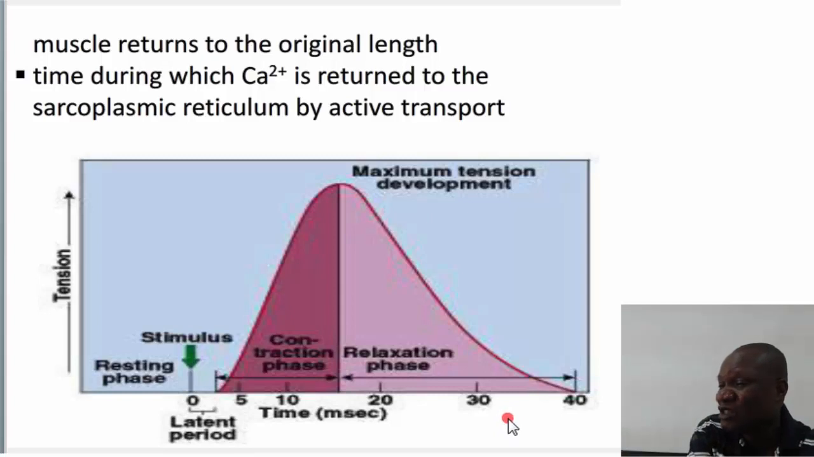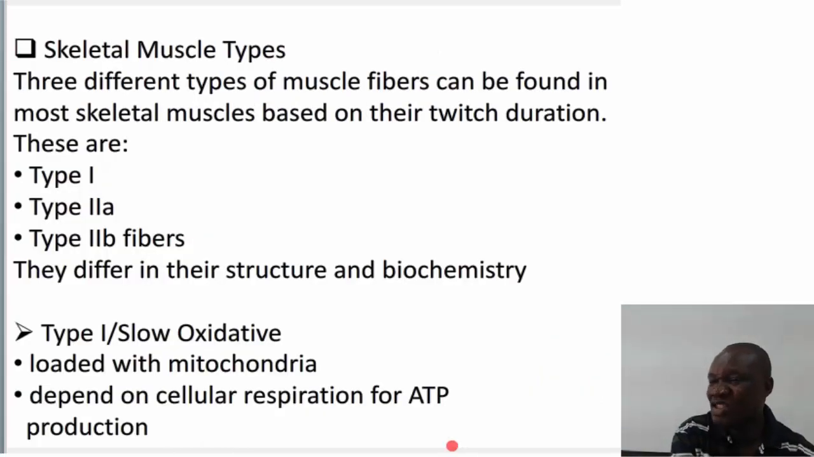Agnesta, I hope you have understood this. Now, based on the twitch duration, the twitch does not have the same duration. The duration of twitch varies with the type of muscle that is being stimulated. Based on this twitch duration, there are three types of skeletal muscle. These are type 1, type 2A, and type 2B fibers. The structures and biochemistry of these fibers are different. Let's look at the type 1 fibers.